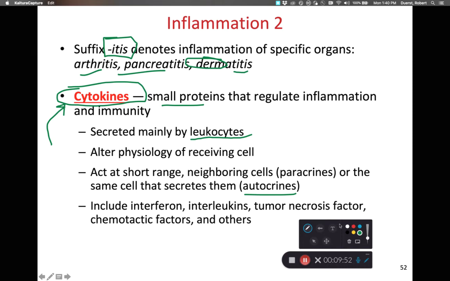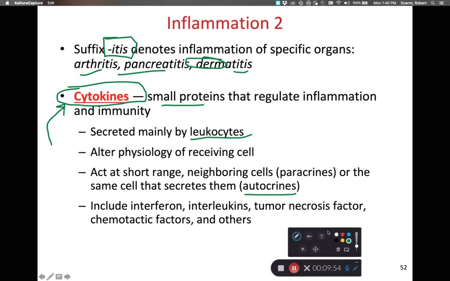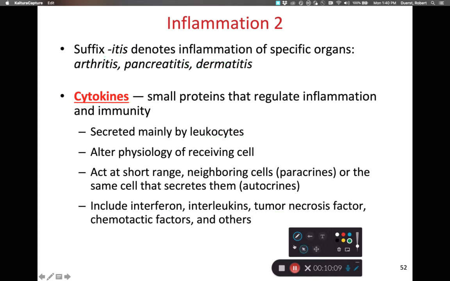These cytokines that regulate inflammation include many subproteins, such as interferons, interleukins, TNF, tumor necrosis factor, chemotactic factors, and some other ones that we don't have time to go into right now.